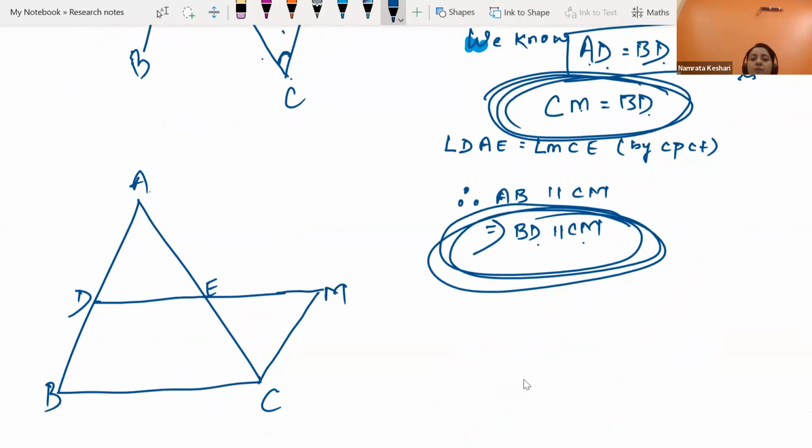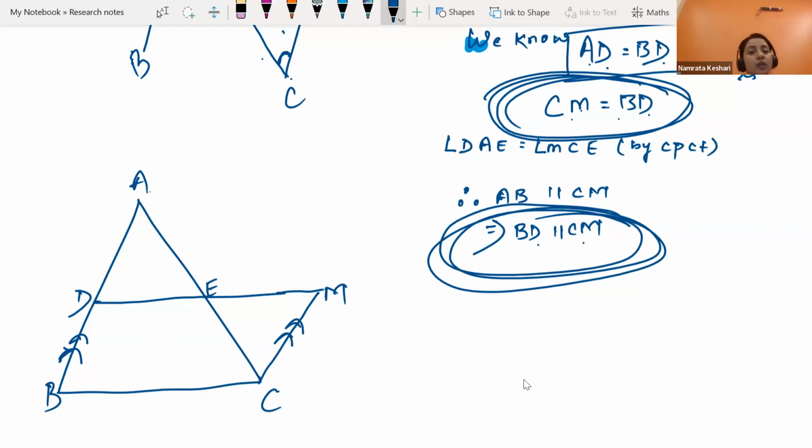So BD is parallel to CM, and we are saying that CM is equal to BD. These two sides are equal also, parallel also. So that is the property of a parallelogram. No other quadrilateral can behave in such a way that opposite sides are equal also, parallel also. We are not showing both opposite sides, no worries. Even for one pair of opposite sides, we are saying that it is parallel also and equal also.